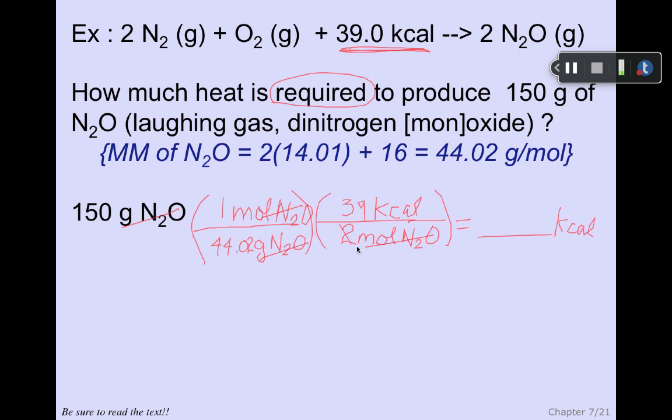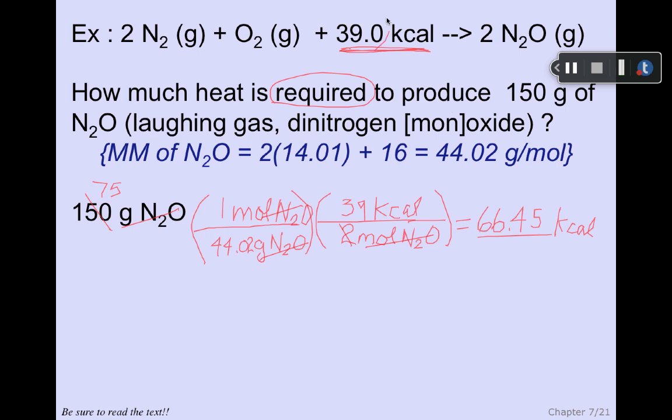If you do like I do and you want to save yourself a step, you can put 2 into 150 and call it 75 on the top, times 39, divided by what remains, which is 44.02. I plug the numbers into my calculator and I get, I hope you tried it too, 66.45.